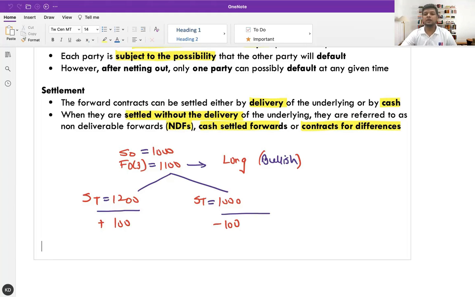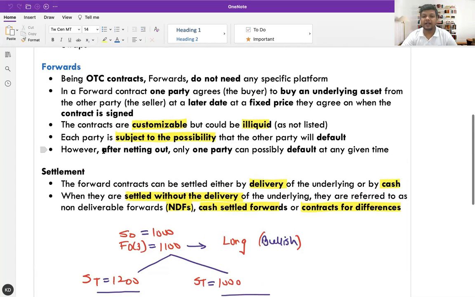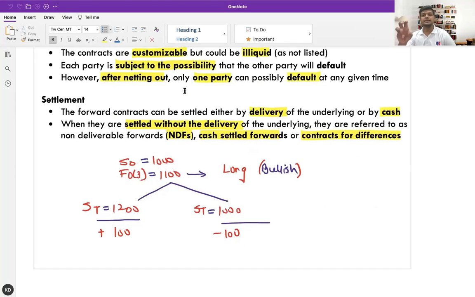So now go to this point of forward. After netting out, do both parties have the risk or only one party? Only one. After netting out, only one party can possibly default at any given time, because either you have to pay me or I have to pay you. That's what happens in the forward contract. Clear? Does this example make everything clear?